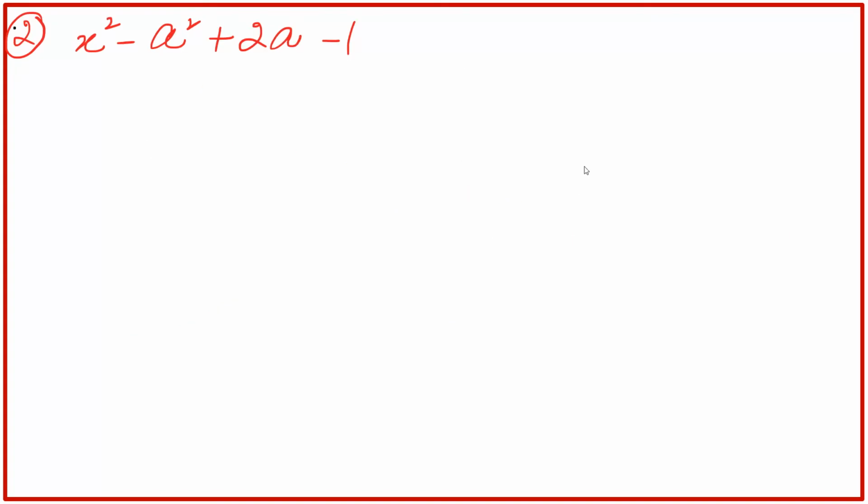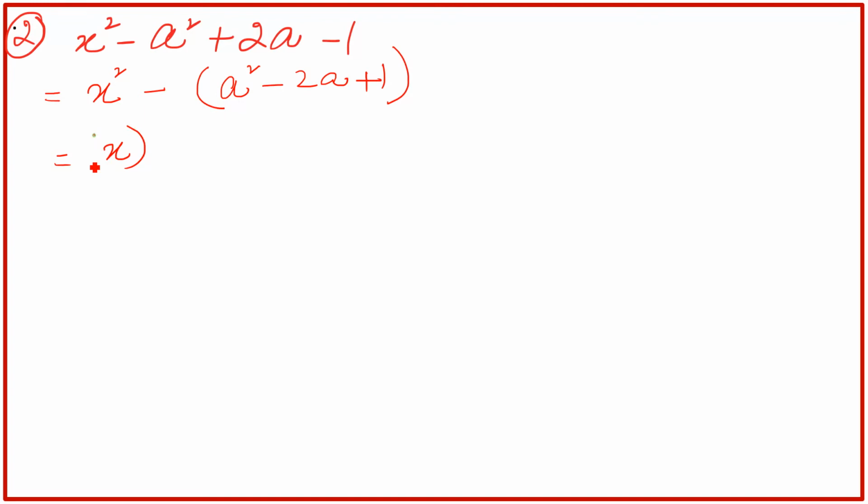Move on to question number 2. It is x square minus a square plus 2a minus 1. Right, so see, a square plus 2a minus 1 is one polynomial with the same variable at different exponents, but this x is not related to this part, because here is a and then a constant, and this is x. So we will keep this x as it is, take minus as a common, right? So it will be a square minus 2a plus 1, because when we take the negative common, all the signs inside the parenthesis will change.